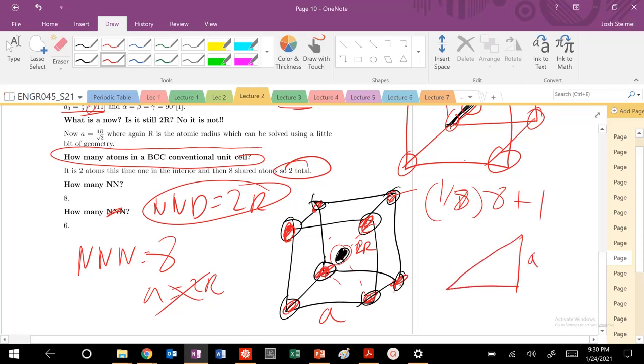So I know that this is A. I'm going to draw a triangle like this, here, here, and across here. I know that the diagonal across my unit cell is 4R. I know that this distance is A, and I also know that this is A as well. So I know that A squared plus A squared equals C squared, if this is C, this last parameter here.